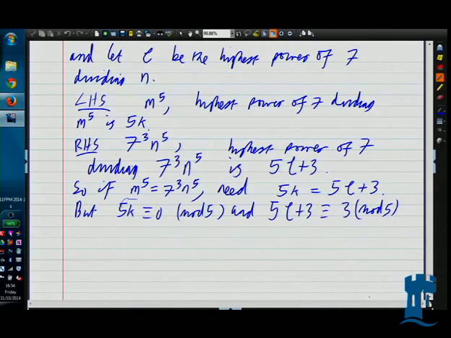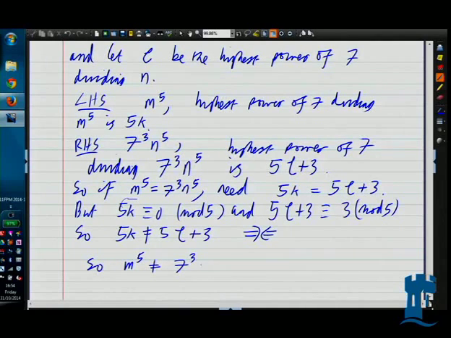Lots of other ways to do this bit. So this time we're working mod 5. So 5K is not equal to 5L plus 3. That's a contradiction, because the powers of 7 were supposed to be the same. So we have M to the 5th is not equal to 7 cubed times N to the 5th. And I leave the rest of the exercise, that you can now prove that 7 to the power 3/5 is irrational. Okay.